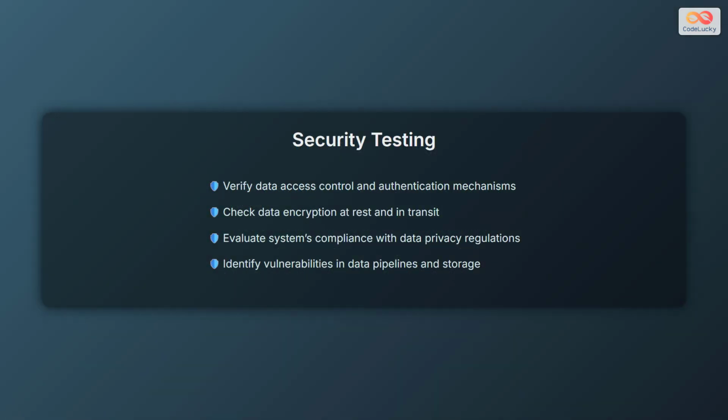Security testing is crucial for protecting big data systems. It involves verifying data access control and authentication mechanisms, checking data encryption both at rest and in transit, evaluating the system's compliance with data privacy regulations, and identifying potential vulnerabilities in data pipelines and storage.